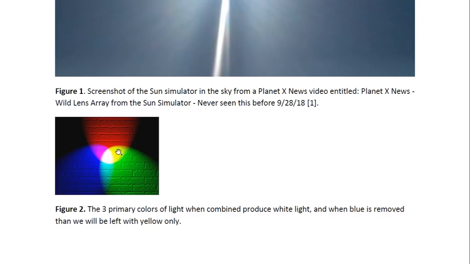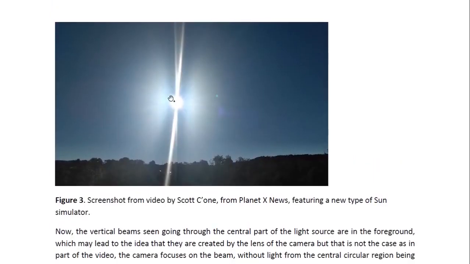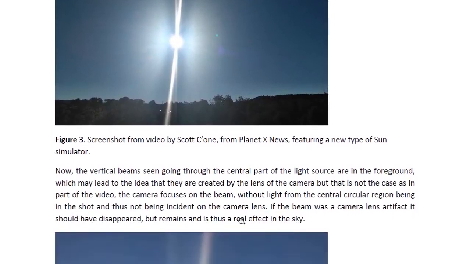And this is why the sun is yellow. The blue has been removed by the atmosphere, which is why the sky is blue. And therefore the sun must be yellow. The sun is not yellow. The sun is clearly white. So it's not the sun. And in addition, there are these vertical beams that can be seen going through the bright light source, and this does not look like the sun at all.